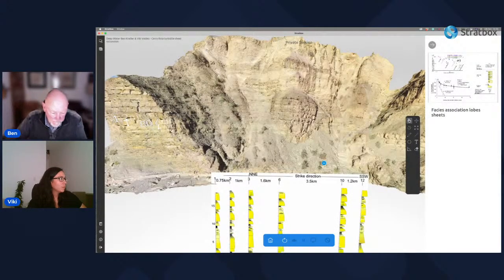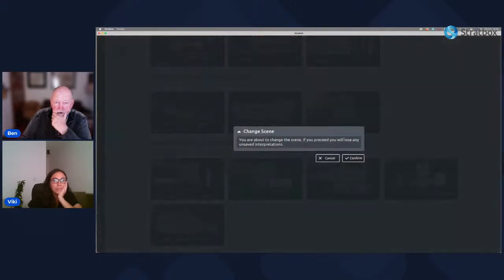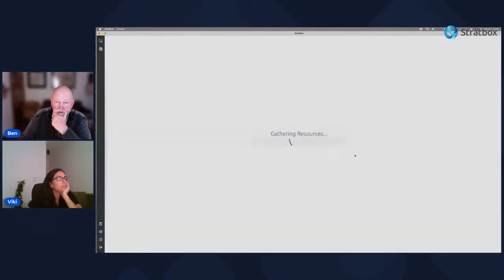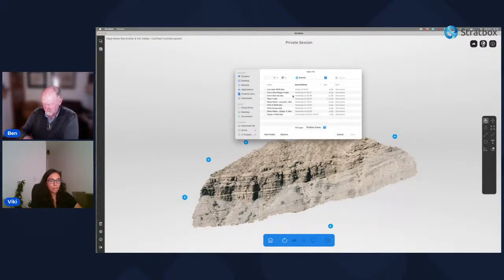Okay, well, I think I've reached the end of my stint here, apart from the final example of a confined turbidite system. And this one is much smaller.